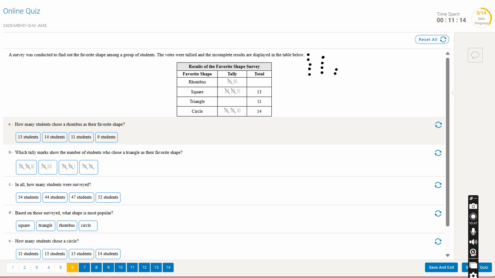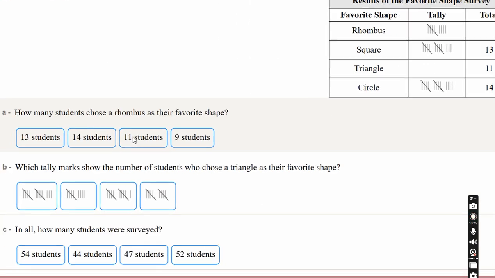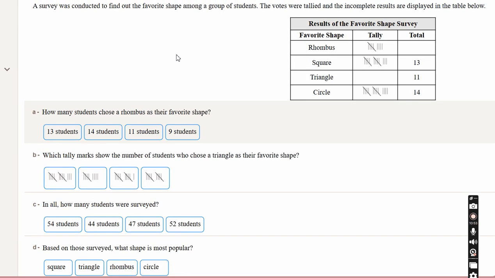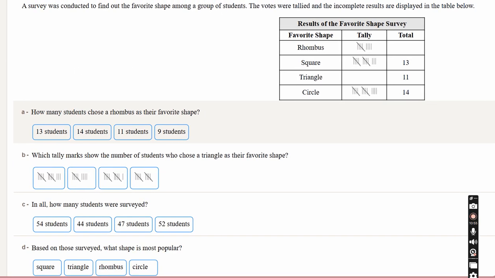Here. Now this is, they have some tally marks and some totals that are different. So a survey was conducted to find out the favorite shapes among a group of students. So let's try this one. The first one, they're asking how many students chose a rhombus as their favorite shape. So you can count these tally marks, right?